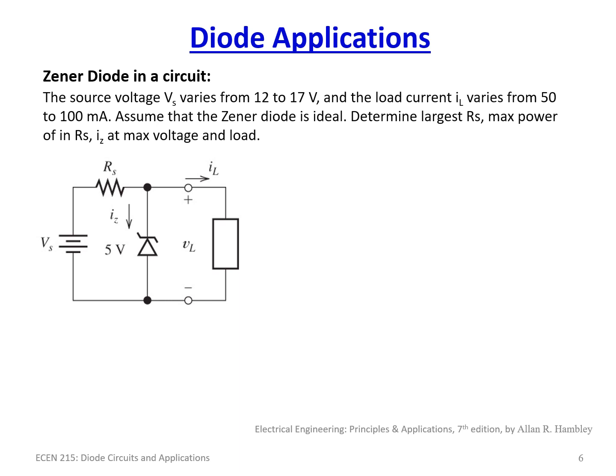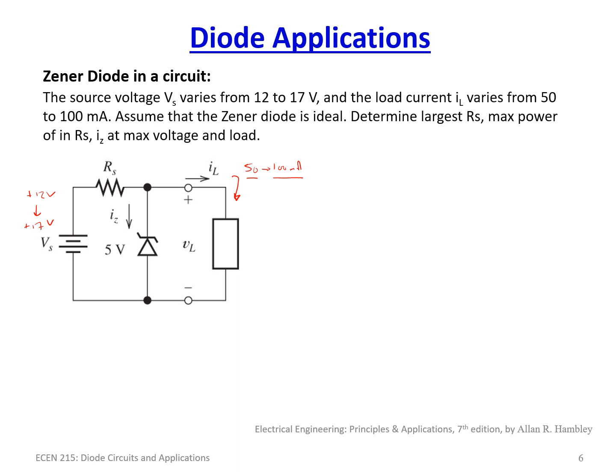So here we have an example where we have a source voltage, Vs, that's going to vary from 12 to 17 volts. So Vs is going to be from plus 12 all the way to plus 17 volts. And we have load current IL going through this, and it's going to vary from 50 to 100 milliamps. So something out here is going to change, from 50 to 100 milliamps.